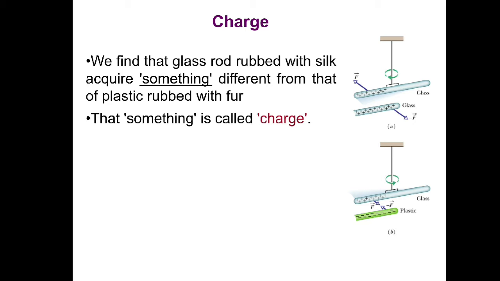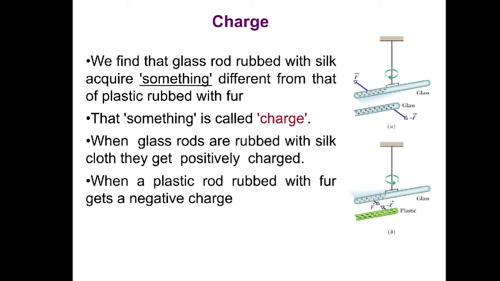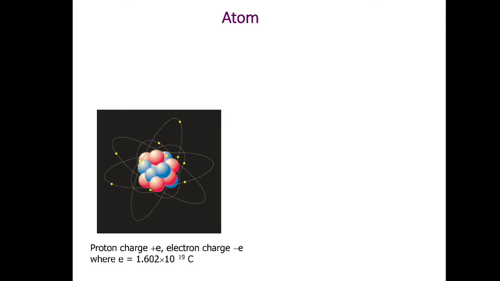So we find that a glass rod rubbed with silk acquires something different from that of a plastic rod rubbed with fur. That something is a charge which is being acquired. When the glass rods are rubbed with the silk cloth, they get a positive charge, while the plastic rod rubbed with fur gets a negative charge.